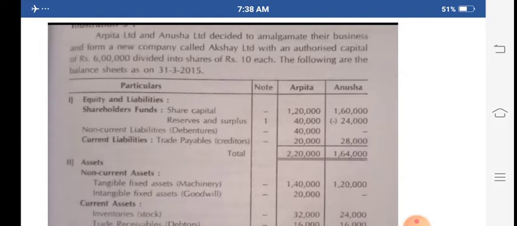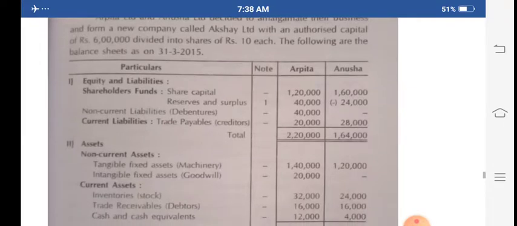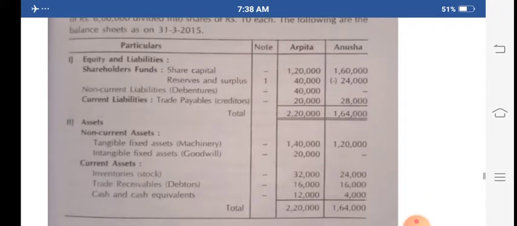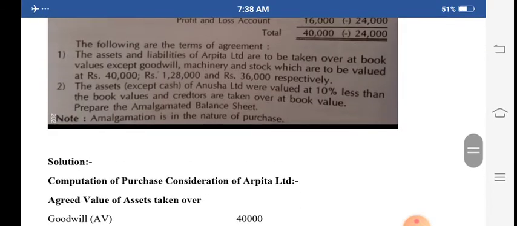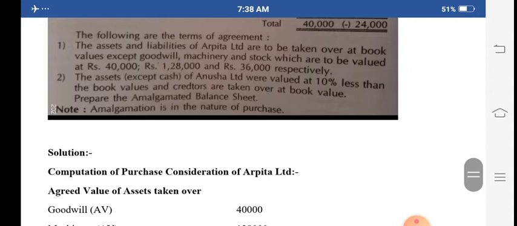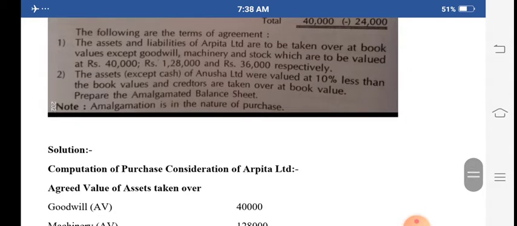In the last session we discussed one problem, where Arpita Limited and Anusha Limited are amalgamated into Akshay Limited. The balance sheets of Anusha Limited and Arpita Limited are given, along with other information. With the help of this information we calculated the purchase consideration of Arpita Limited. Now we have to calculate the purchase consideration of Anusha Limited.